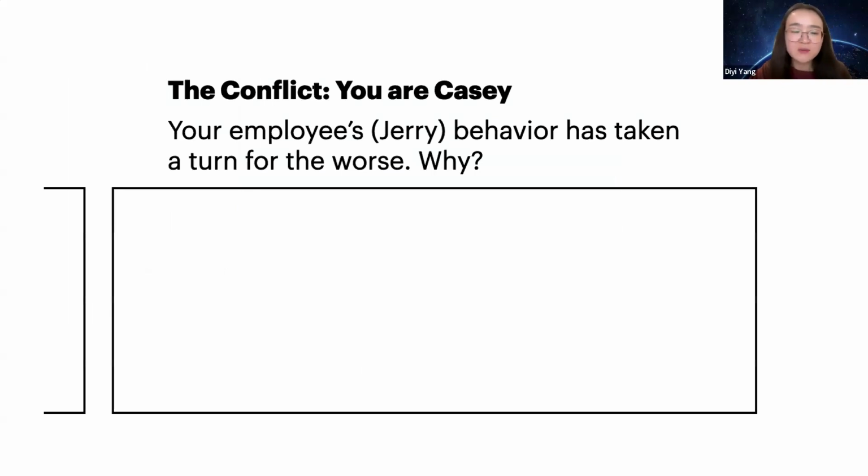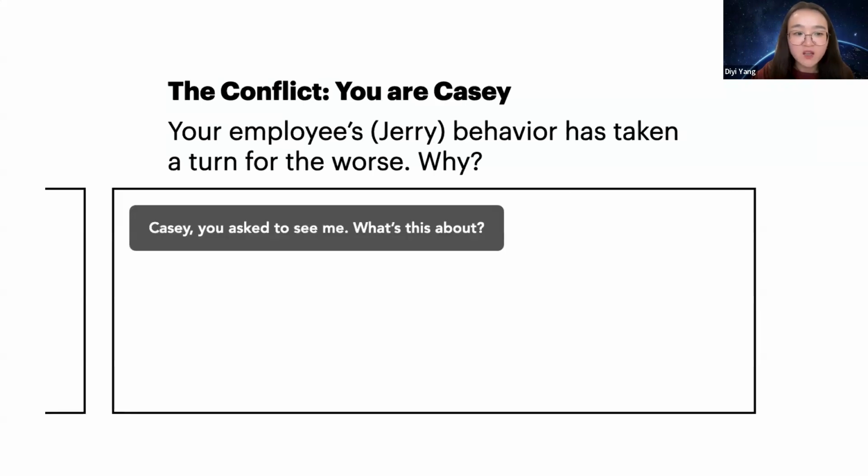So let's walk through a simulated chat with the Rehearsal system. At the top of the interface, we give you the situation and the role in a conflict. We can either use a scenario crafted by an expert, or we can let someone else define their own. In this example, we are going to role play the manager, Casey, who needs to find out why their employee, Jerry's, attitude has taken a turn for the worse. The simulated employee Jerry starts by asking, why are we having this conversation?